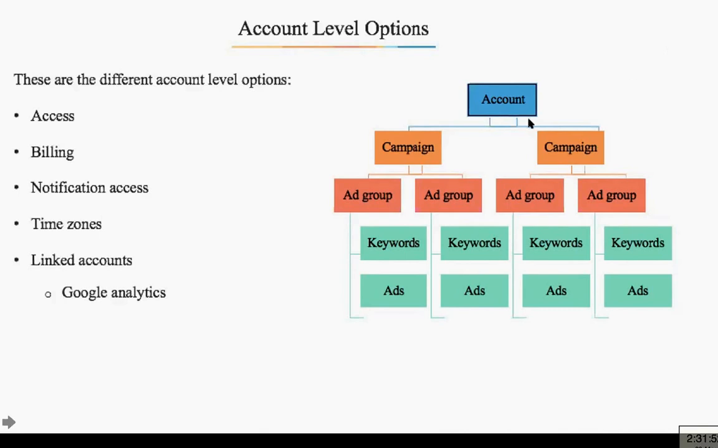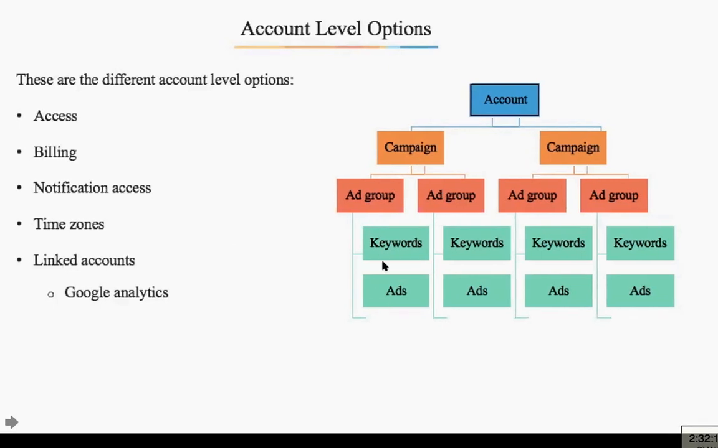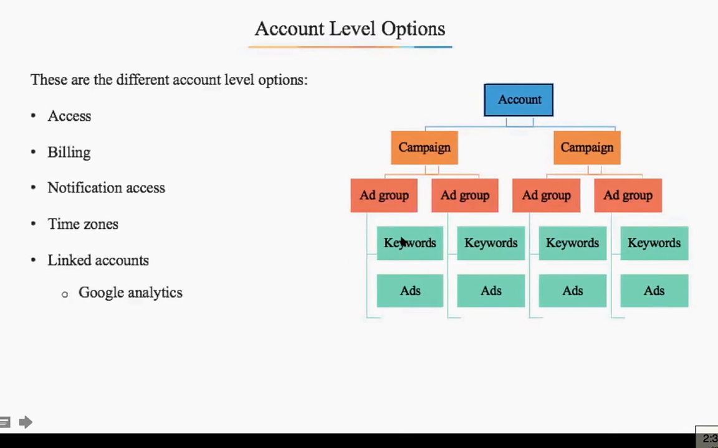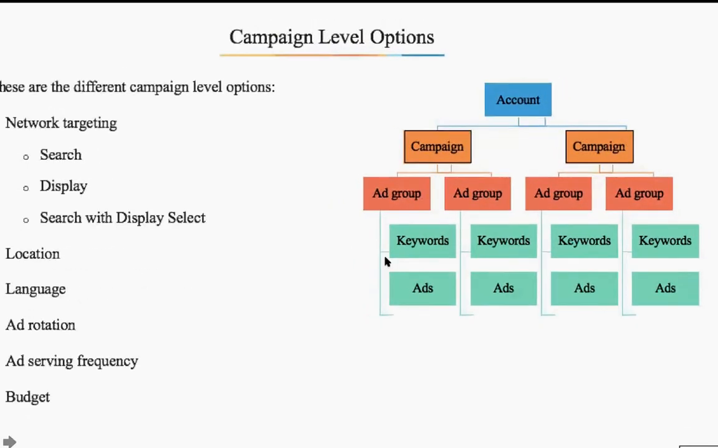So this is level number one, which is over here on the top, the Google account. Then comes the campaign. Now, there can be a maximum of 10,000 campaigns underneath one Google AdWords account. Just because of restriction of space, we have just got two campaigns listed over here. And underneath every campaign, there are a couple of ad groups. And underneath every ad group, there are multiple keywords and multiple ads. Right, so that's with the account level settings.